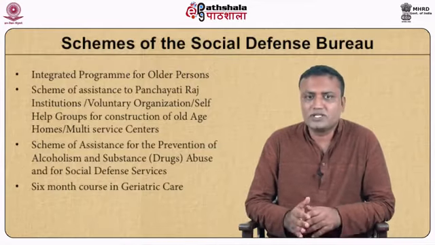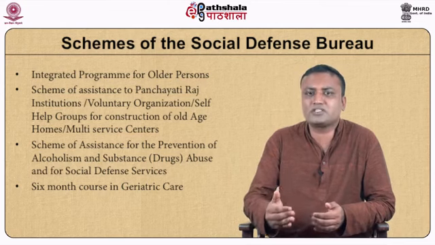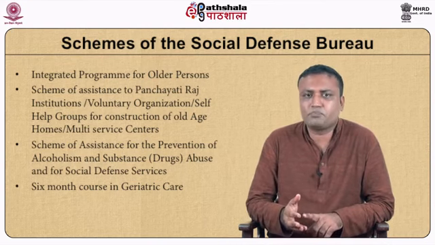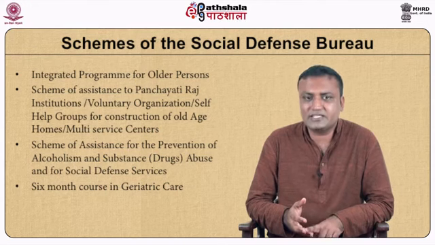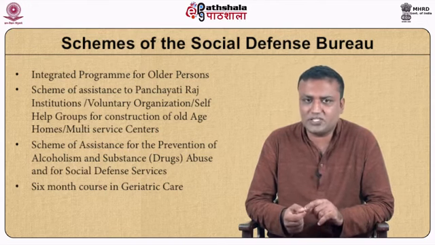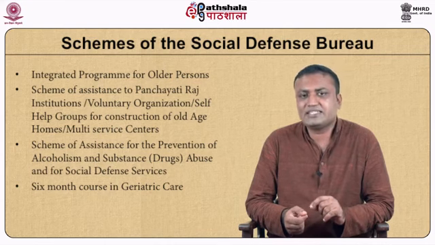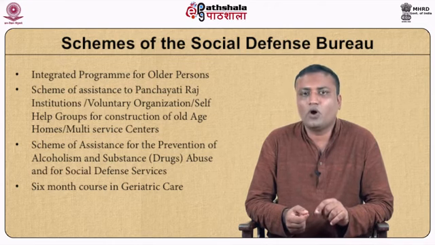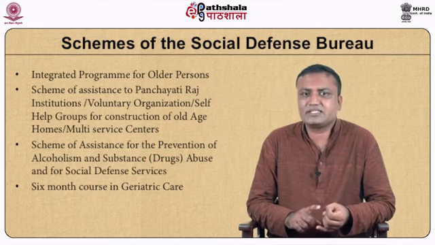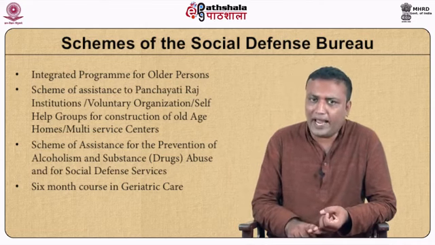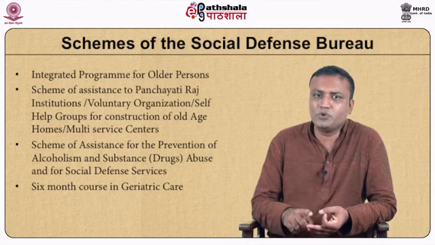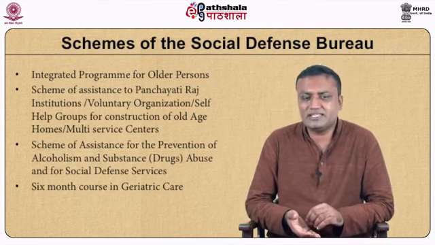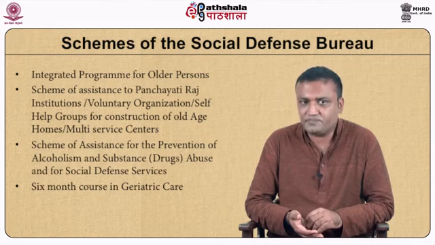Schemes of Social Defence Bureau. The Social Defence Bureau consists of 4 schemes for the various target groups. The first scheme is Integrated Program for Older Persons. Second, Scheme of Assistance to Panchayati Raj Institutions, Voluntary Organizations, Self-Help Groups for the construction of old age homes and multi-service centers for older persons. The third scheme is Scheme of Assistance for the Prevention of Alcoholism and Substance Abuse and for Social Defence Services. And the last scheme is a 6-month course in geriatric care.